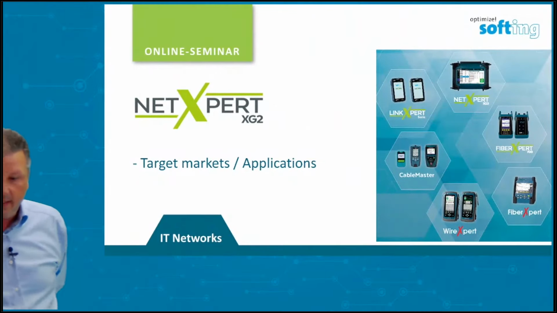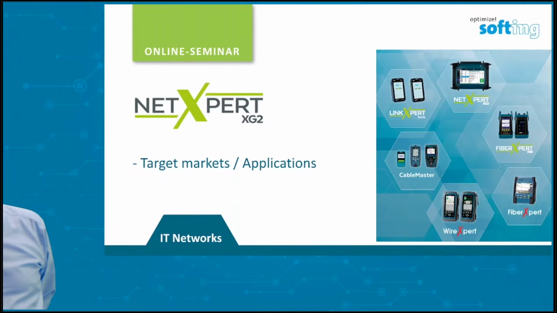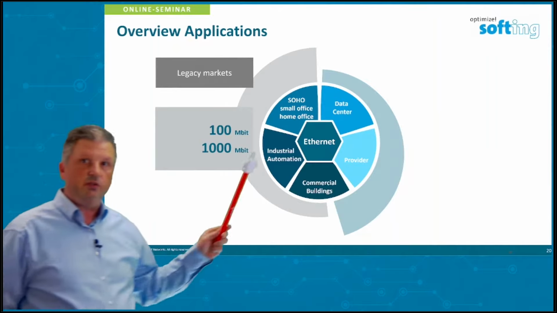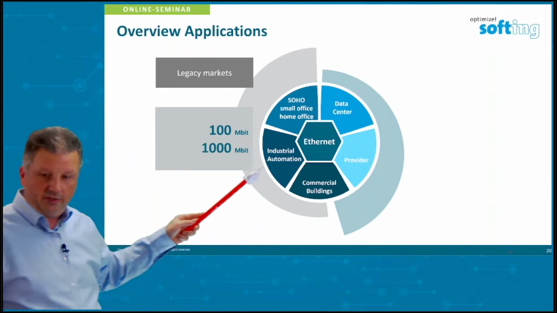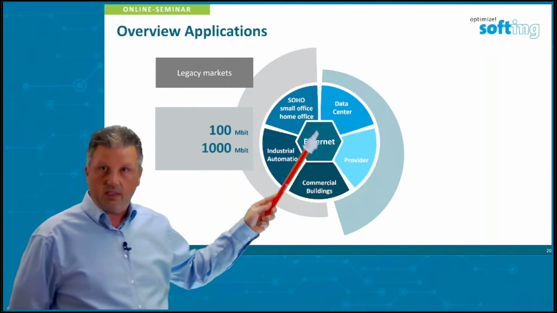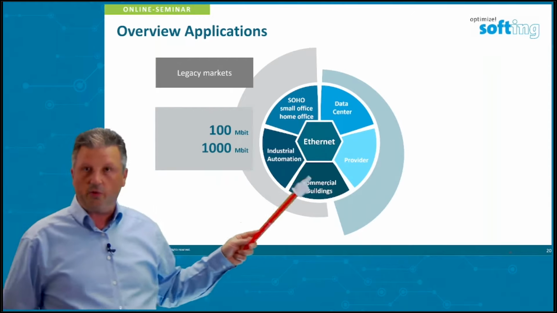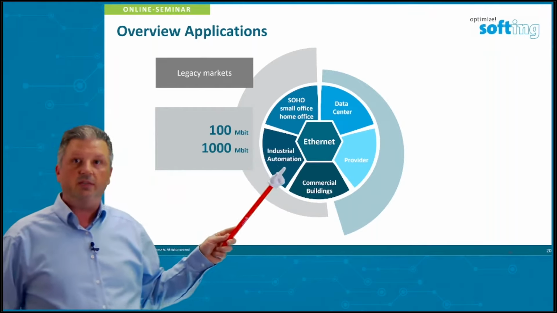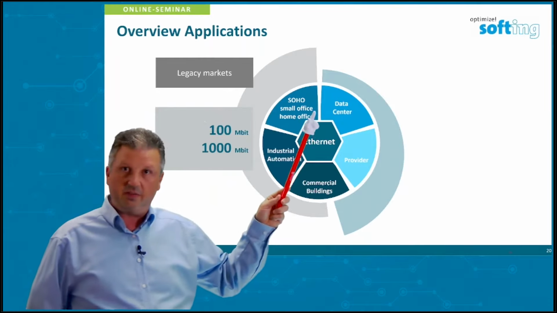For the qualifier market, we have some target markets or applications to look at. You can see typical Ethernet here, and around Ethernet we have 5 key points. You can do installation in the data center and provider market, in commercial buildings, industrial automation, which is really an interesting part for the future, and the typical SOHO, small office, smart office area.